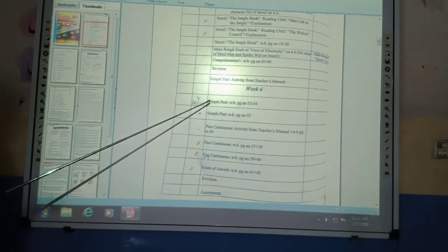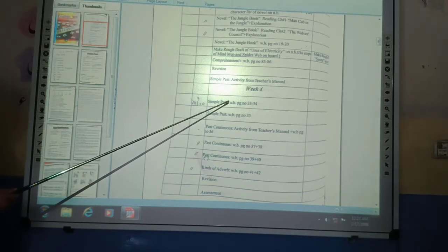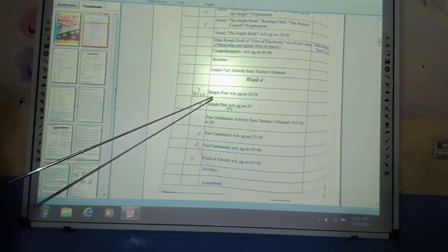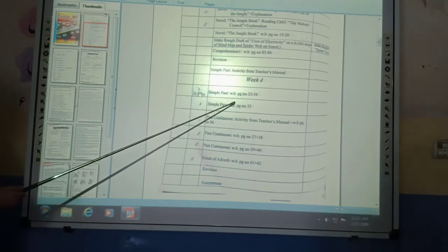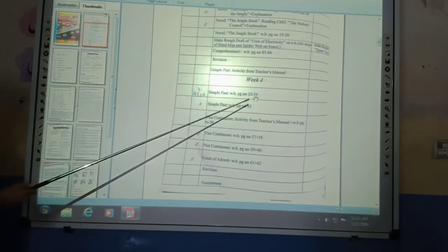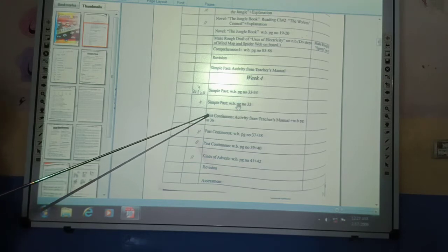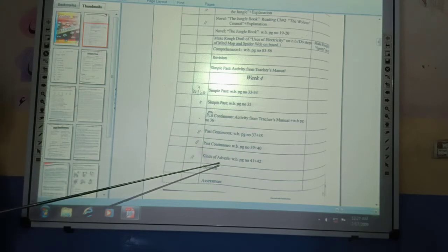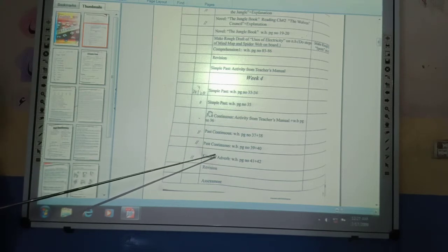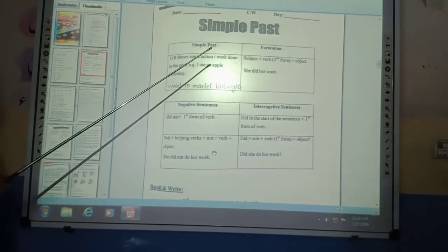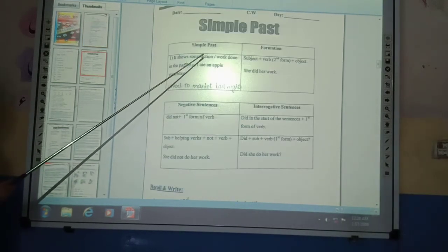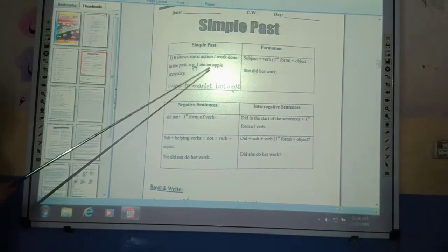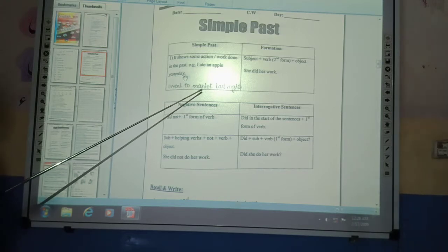Next we will do simple past tense today. So you have to mention the date here in this column, that is workbook page number 33, 34, 35, and we will do the complete work of week number 4 in today's lecture. So, simple past tense. What is simple past tense? It shows some action or work done in the past. For example, I ate an apple yesterday. I went to market last night.